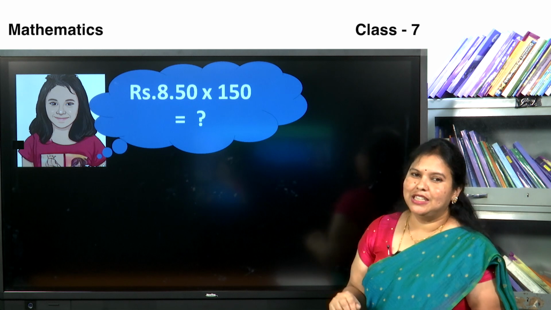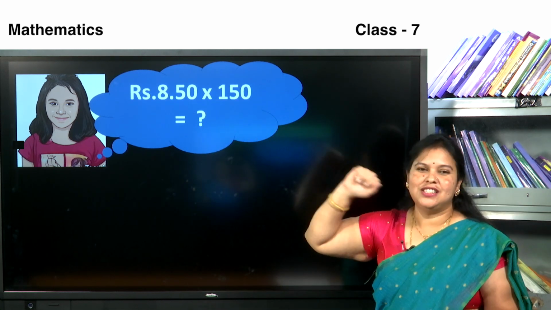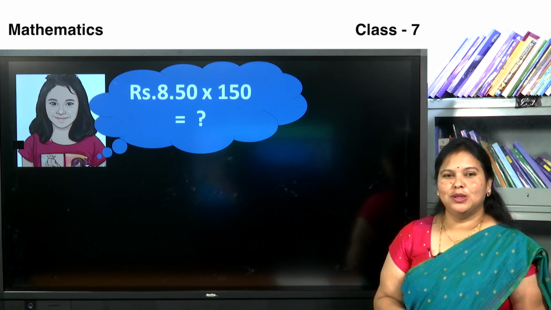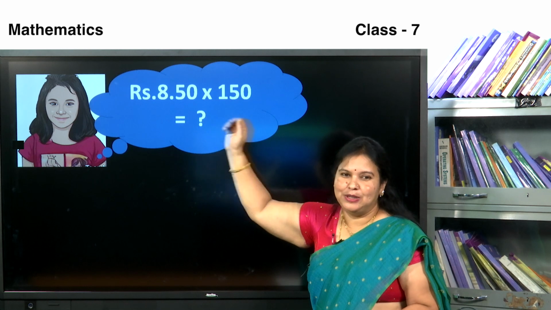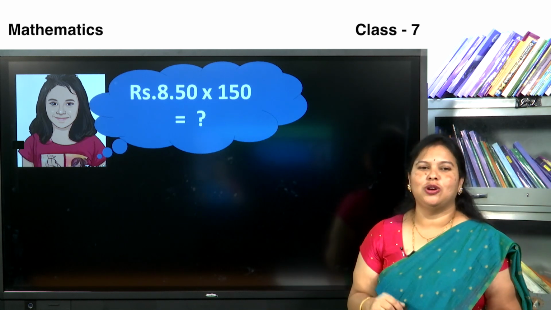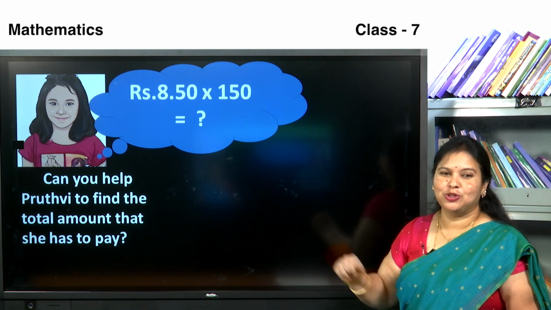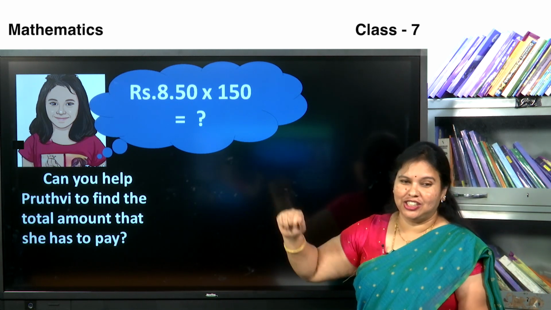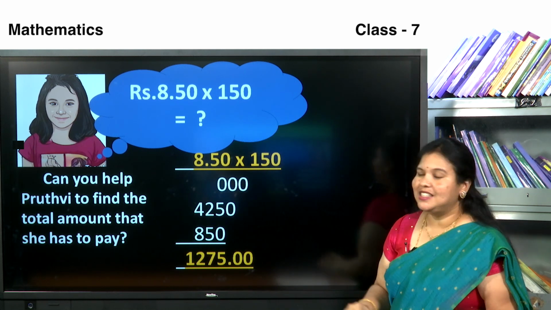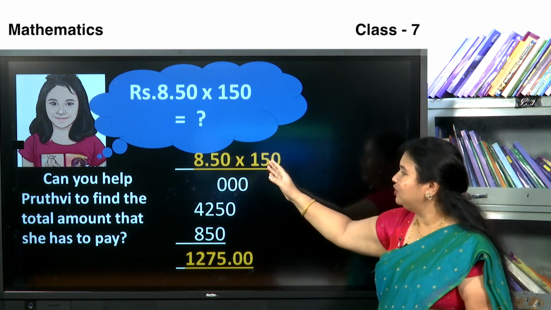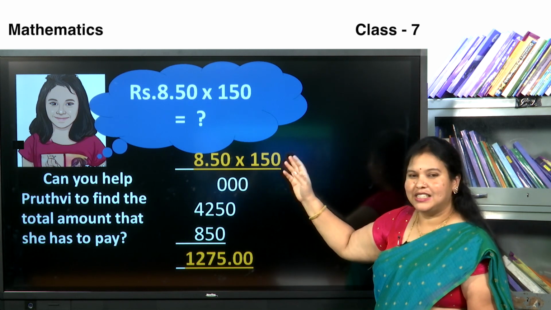Now, we will multiply 3 digits with a decimal number. Here, Prithvi is stuck in a problem. What is that problem? She bought 150 chocolates of 8.5 rupees each. So, she is stuck in a problem while giving money to the shopkeeper. Now, can you help Prithvi to find the total amount that she has to pay? For this, first we have to write the given data, that is 8.50 into 150.